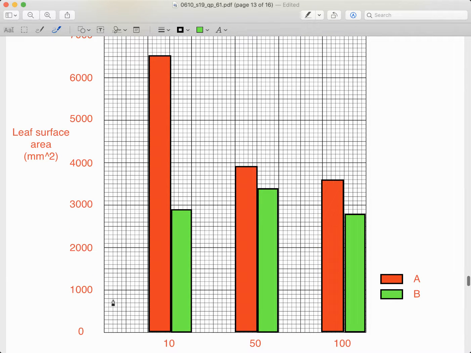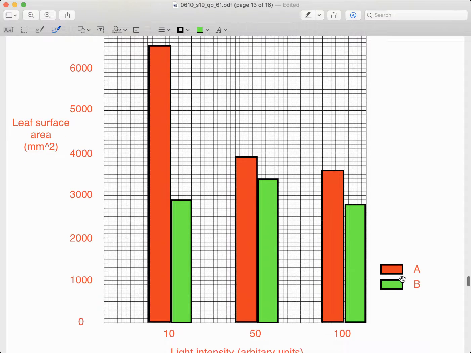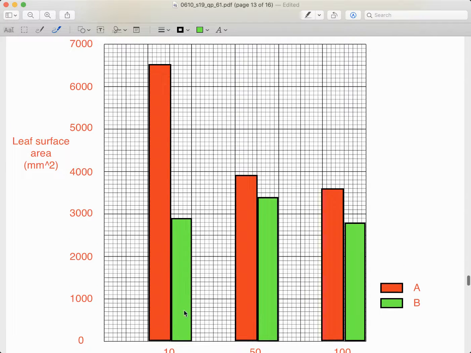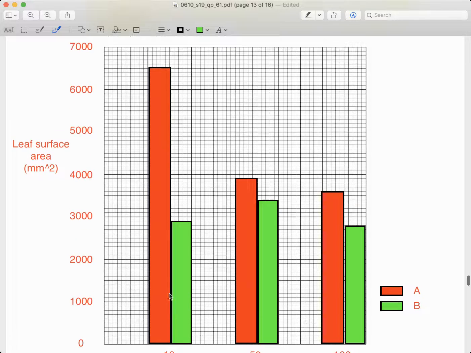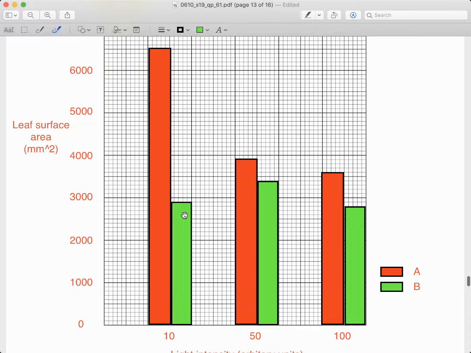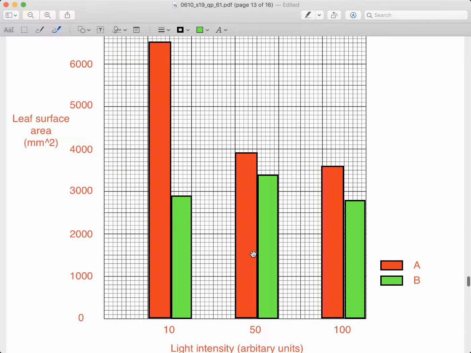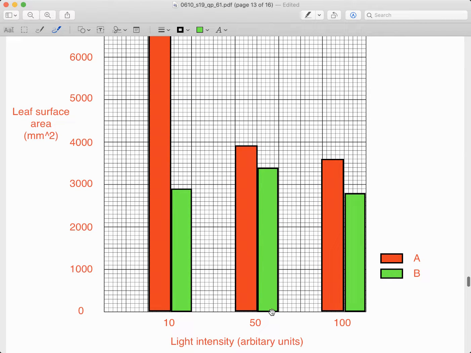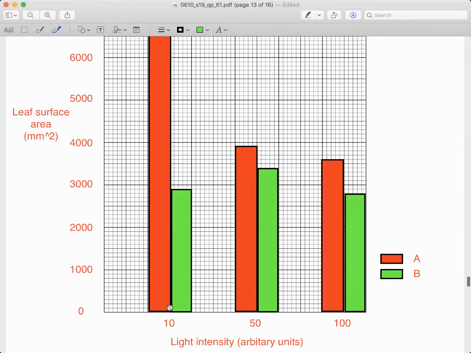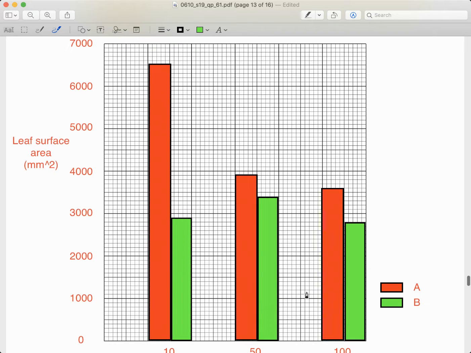Because we're comparing species A and species B, we need a key. I've labeled red as species A and green as species B. For each of the light intensities, for example 10, we're going to start plotting. Here we're going to go for 6,500 as species A, and species B had, for example, 2,900. Because these are categories, a bar chart will always have a space between the categories. So between light intensity 10, 50, and 100, you need to have a space in between of equal size. But for each category, for example within light intensity 10, we are comparing the values between species A and species B. That's why we have no space between the two different species, and we plot that like so.